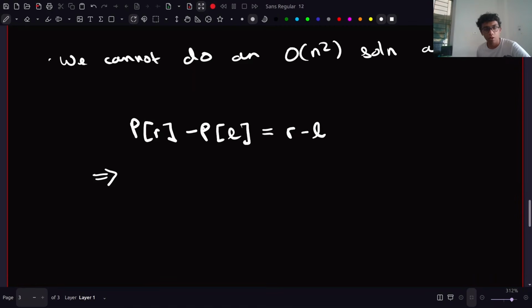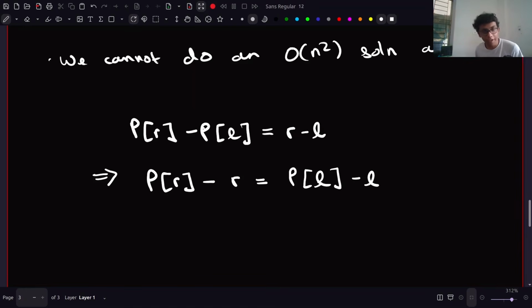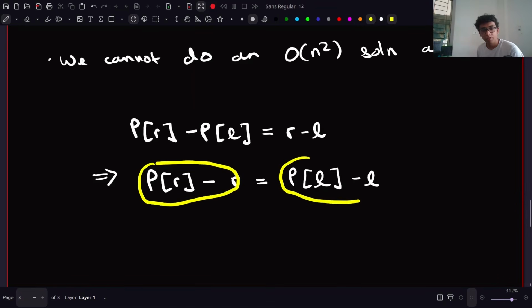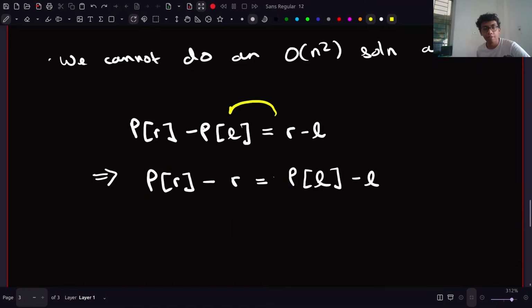So if you rewrite these equations, we get P of R minus R, right? So if P of R minus L equals R minus L, then this equation also holds, right? P of L minus L, right? This equation also holds. Now basically what we're getting is, every time we get some P of I minus I equal to some P of J minus J, we have a valid condition, right? We can simply bring this to this side and then we formed a valid condition.